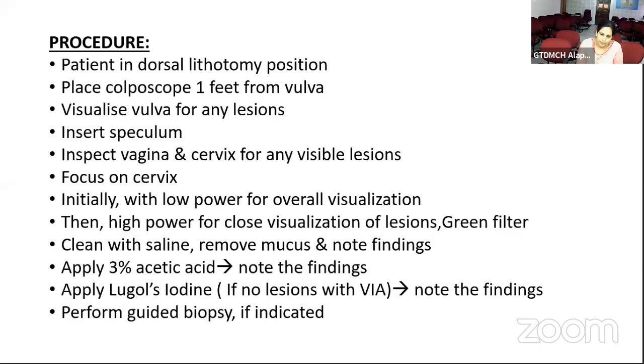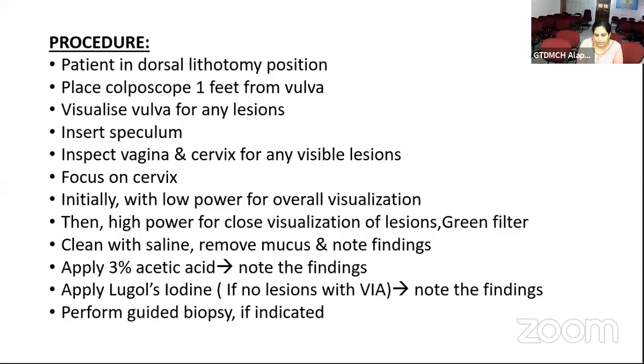So how do you go about the procedure? The patient is put in the dorsal lithotomy position. Place a colposcope 1 foot from the vulva, visualize the vulva for lesions, insert the speculum, and inspect the vagina and cervix for lesions. Focus on the cervix, initially with low power for overall visualization, then high power for close visualization of lesions.